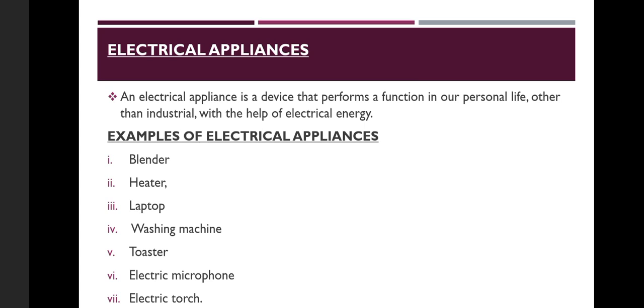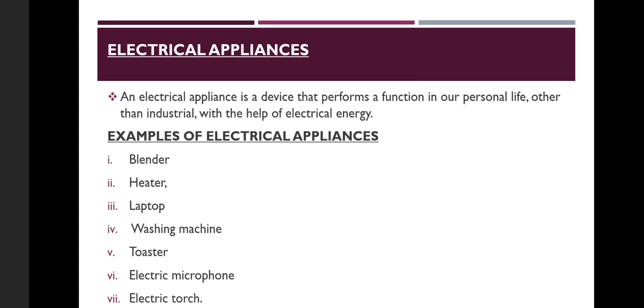And now we are going to talk about something else that we call electrical appliance. An electrical appliance is normally defined as any device that is normally used to perform a personal function that is not an industrial function, and that particular device normally uses electrical energy.